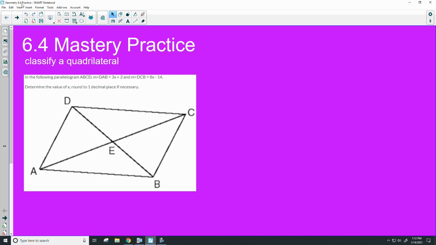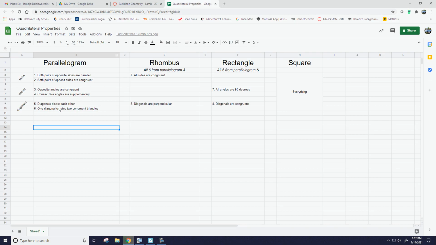Hello there. This is 6.4 Mastery Practice with Mr. Lamb, and we are going to be classifying quadrilaterals. Big thing that we need to know with quadrilaterals, and this is kind of an important thing, is this sheet right here. All right, we need to know all of these properties. This was your 6.1, 6.2, 6.3 stuff.